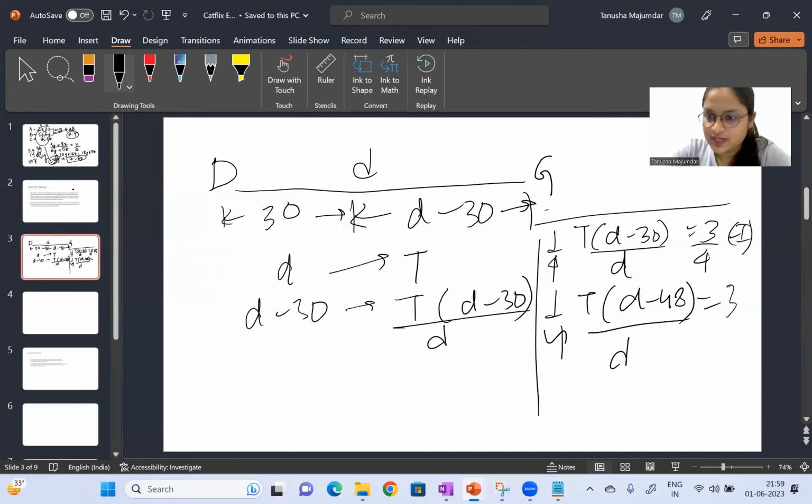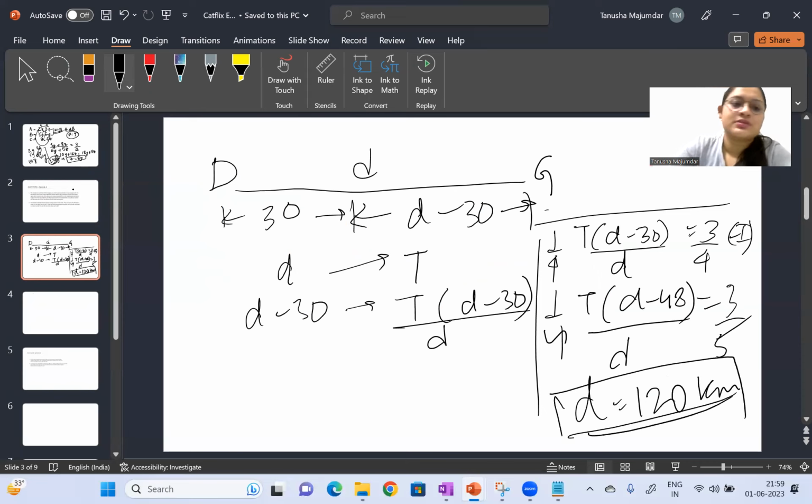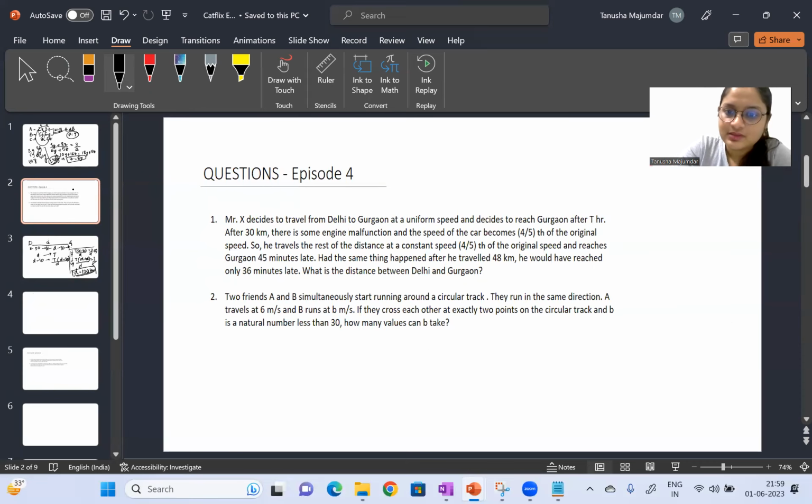So this time your fraction would be 3 by 5. Okay, so you just need to solve these two equations. Both of these are simultaneous equations. If you solve this, you will find that t is equal to 120 kilometers. That's the first solution. B is 120 kilometers.